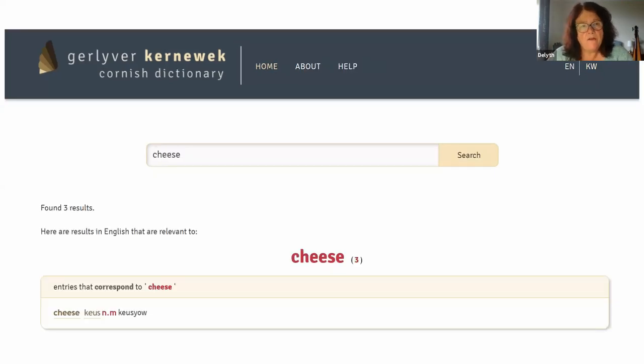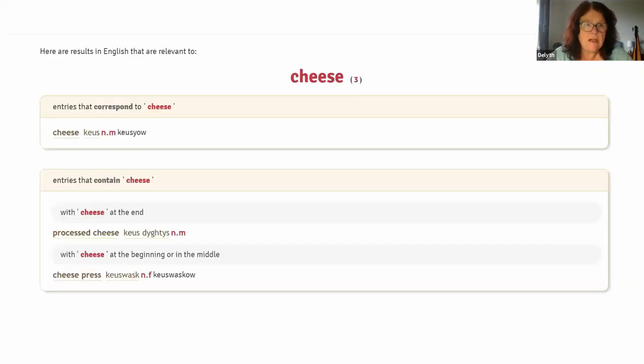So I've looked for the word cheese, and it's found three entries, and you have the first one there. It looks very much like what you'd find in our Welsh dictionaries: the noun, the part of speech, and the plural form. If we scroll down in that entry, we'll see cheese as part of a longer term or a longer phrase. So it's picked up on processed cheese, where cheese is at the end of the string, and on the other one, cheese press, where you find cheese in the middle. So far, so much like the results you'd find in a Welsh dictionary.